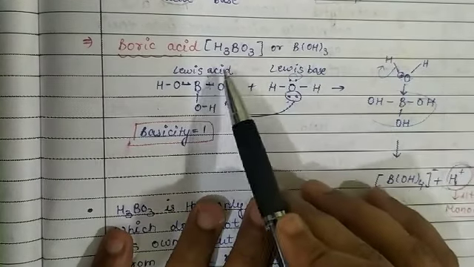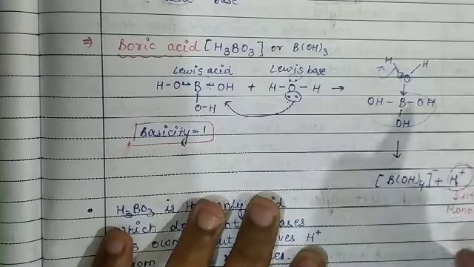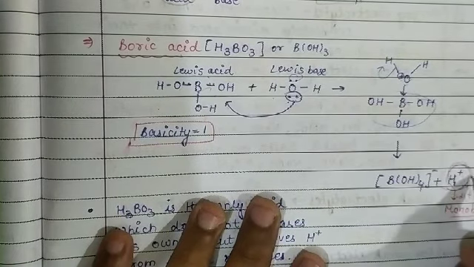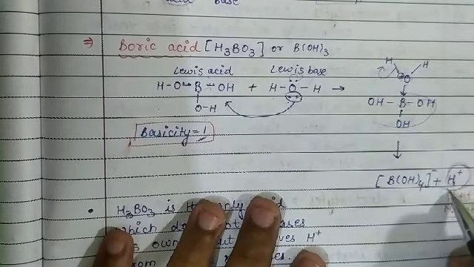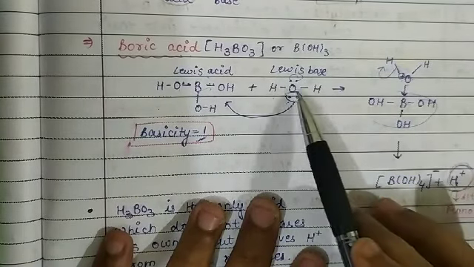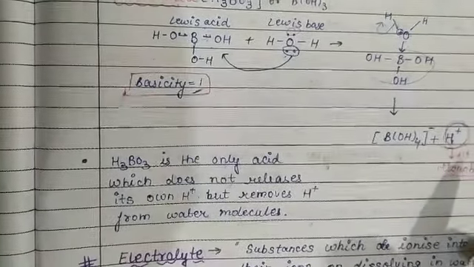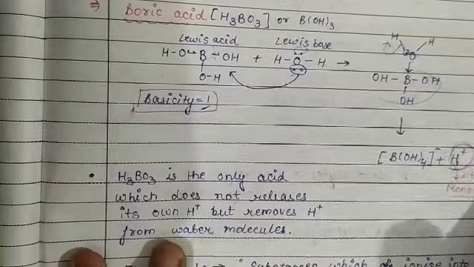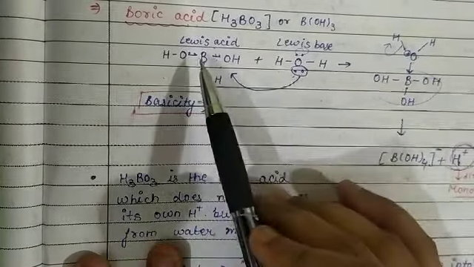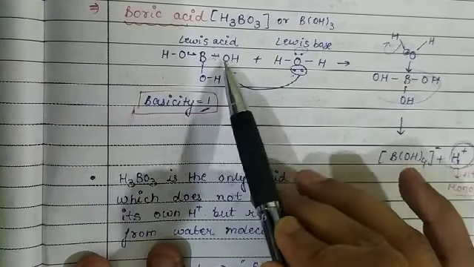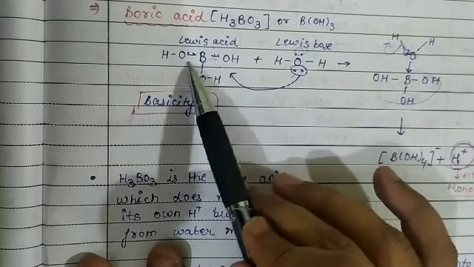So in this case boric acid is a Lewis acid and water is a Lewis base, and when the reaction takes place in the solution there is only one H plus ion. Therefore the basicity of boric acid is 1, because it furnishes only one H plus ion, which is furnished by the water molecule, not by boric acid. So boric acid is the only acid which does not release its own H plus ion.